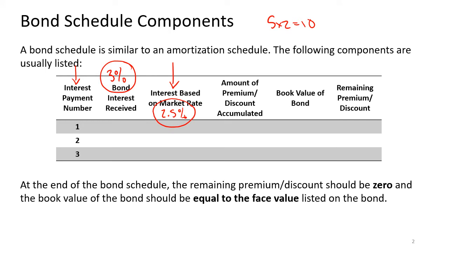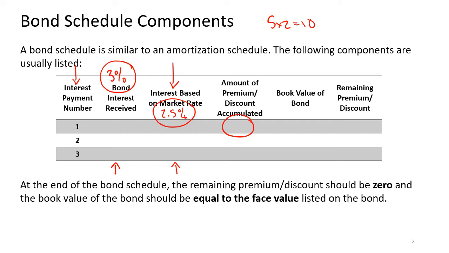The next column is the amount of premium or discount accumulated. And that would be the difference between your bond interest and the interest based on the market. So you then take this value and you subtract it or add it to the book value of the bond, depending on whether it's a premium or a discount.